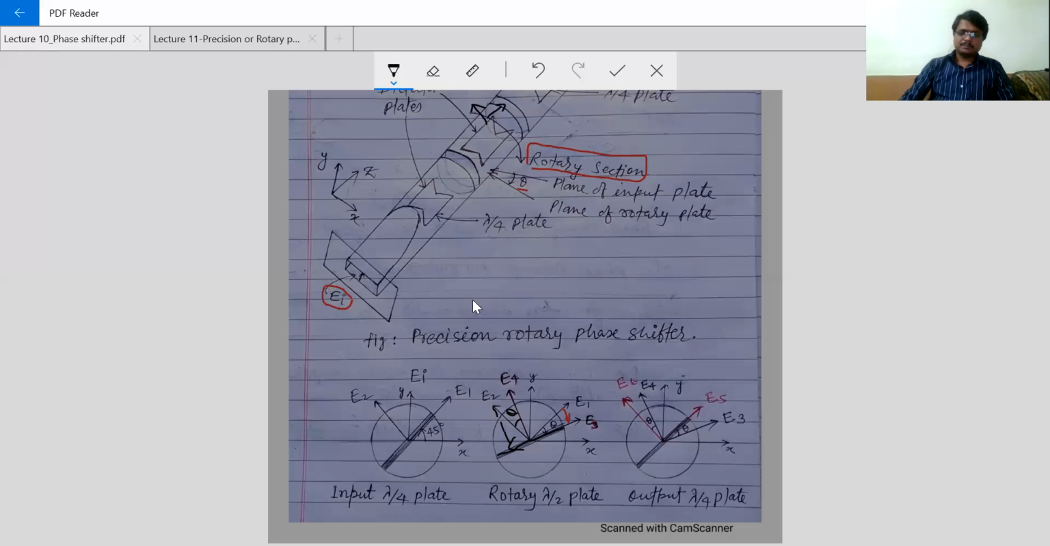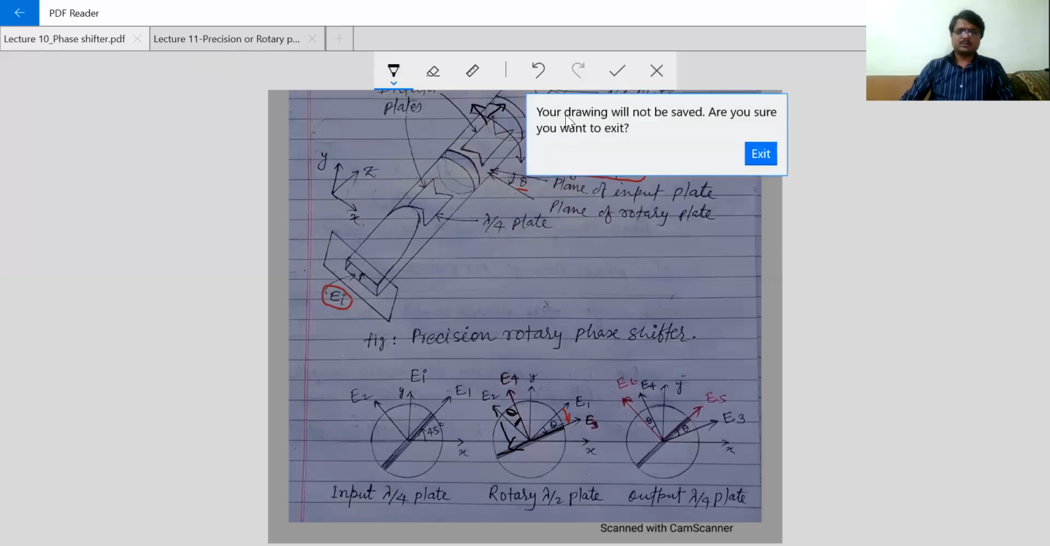Similarly, what will be the value of E4? Since this angle is theta, E4 will be E2 cos theta plus E1 sin theta. So E3 will be E1 cos theta minus E2 sin theta, and E4 will be E1 sin theta plus E2 cos theta. Okay, so that is very simple. We can see here.